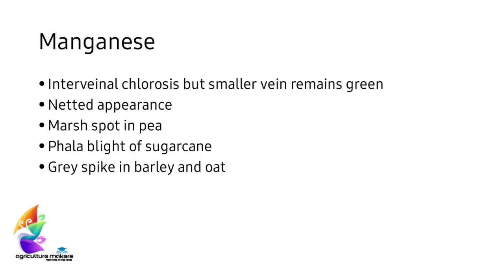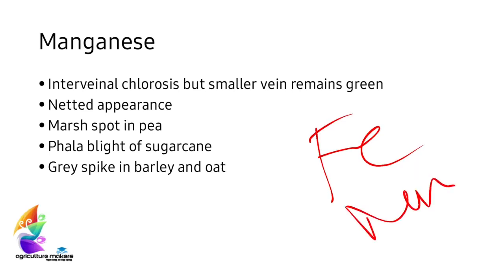Coming to the next, it is manganese. We all know that manganese helps in chlorophyll synthesis and it is a cofactor of enzymes. The key symptom of manganese deficiency is interveinal chlorosis in younger leaves. Remember, we have also seen that interveinal chlorosis in younger leaves is caused by iron deficiency. But the characteristic difference between these two is that the main vein remains green in case of iron deficiency, but the smaller veins remain green in case of manganese deficiency.